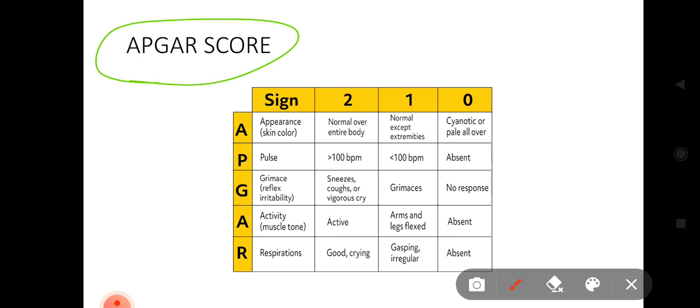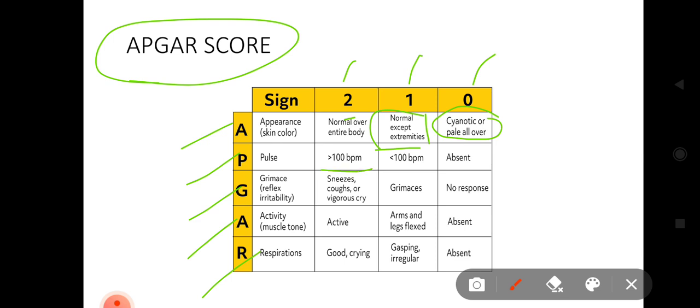Okay, so Apgar: A stands for appearance, skin color; P for pulse; G for grimace, reflex irritability; A for activity or muscle tone; and R for respiration. Each of the parameters has been given 3 scores: 2, 1 and 0. For appearance or skin color, if it's normal all over the body, then 2. If extremities are blue or cyanosed, then 1. And if the whole body is cyanosed or pale, then 0.